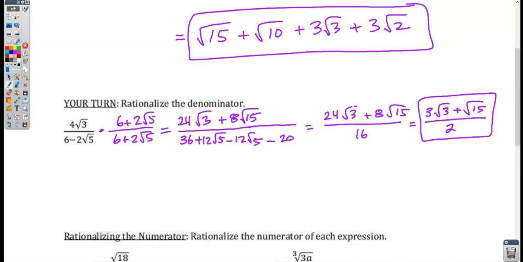All right, so there's your solution to this one. You notice when we get here to the end that we've got all these numbers that are divisible by 8 when we simplify, and so I factored an 8 out of everything and canceled to get to my final answer.